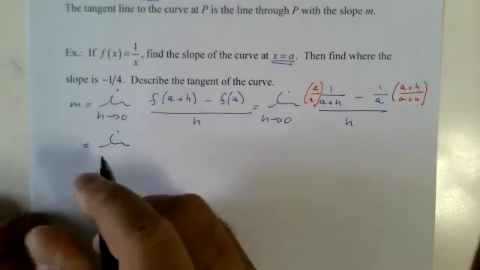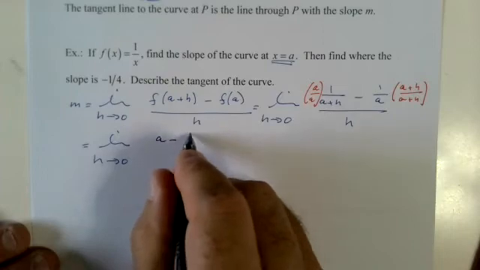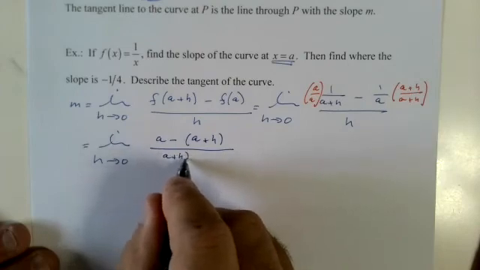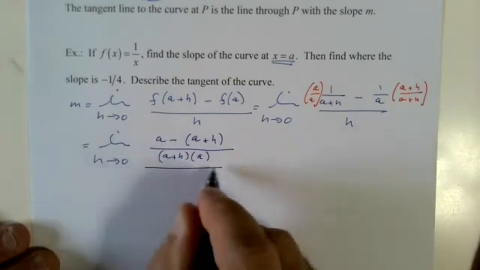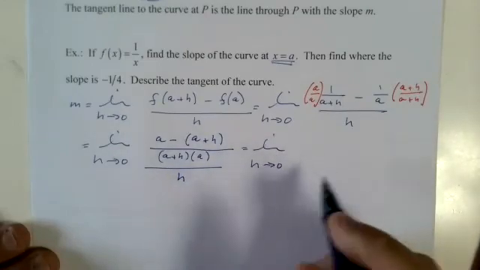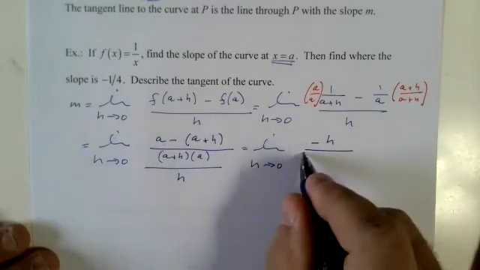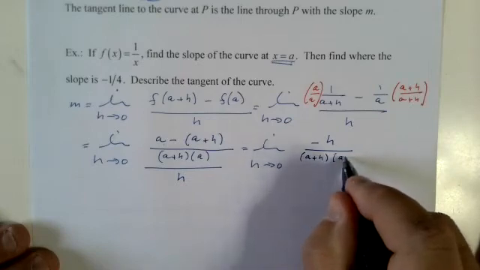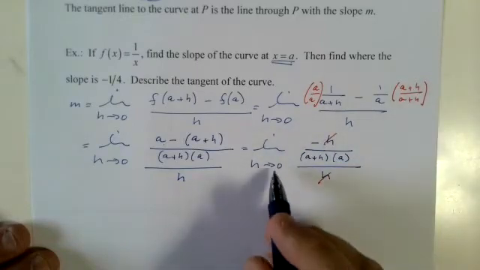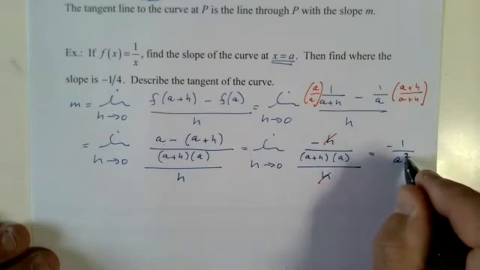Equals limit as h approaches 0, a minus parentheses a plus h over a plus h times a over h. Still haven't taken a limit. A minus a is 0, minus h is negative h over a plus h a over h. Cancel, cancel. Plug in 0, we get negative 1 over a squared.